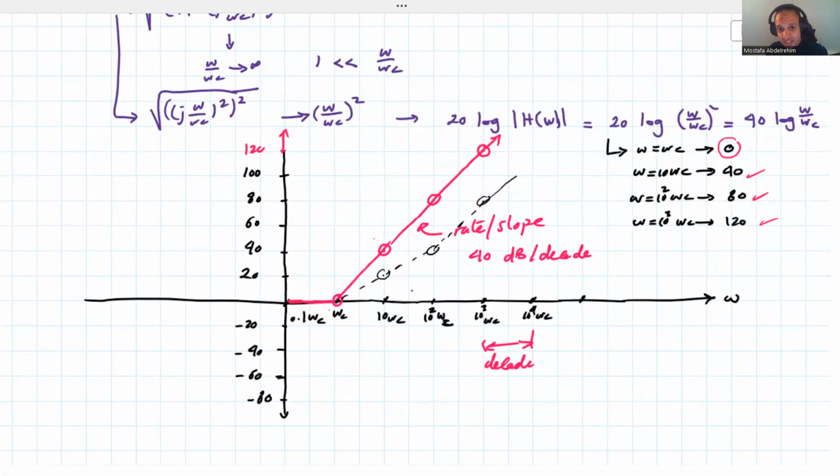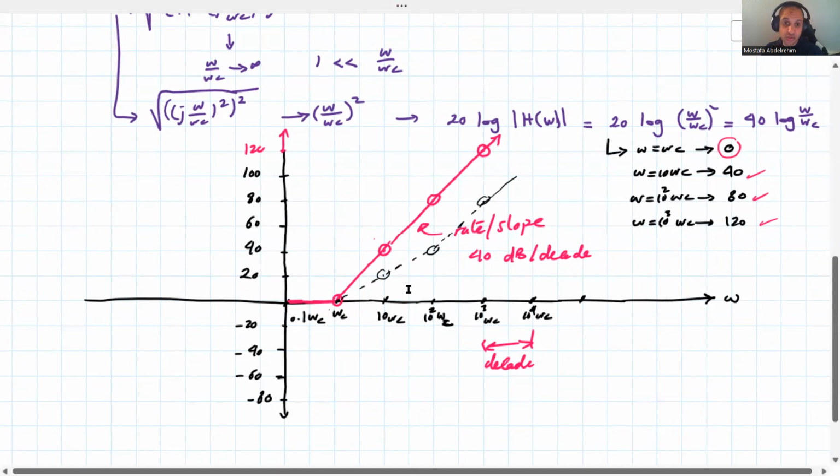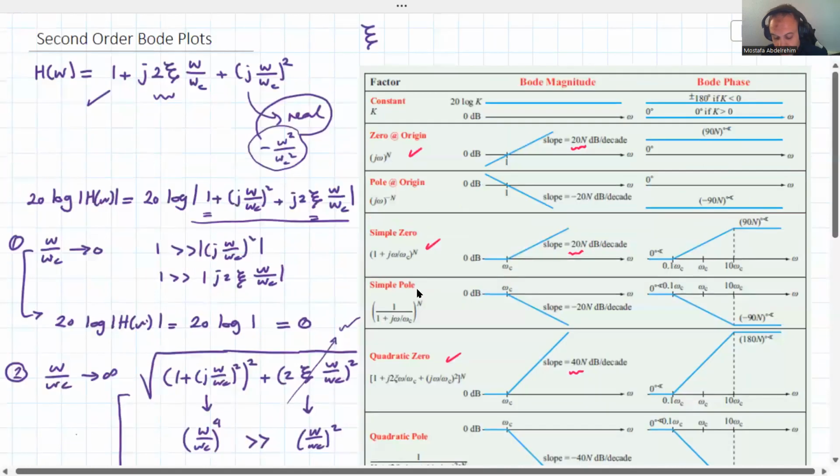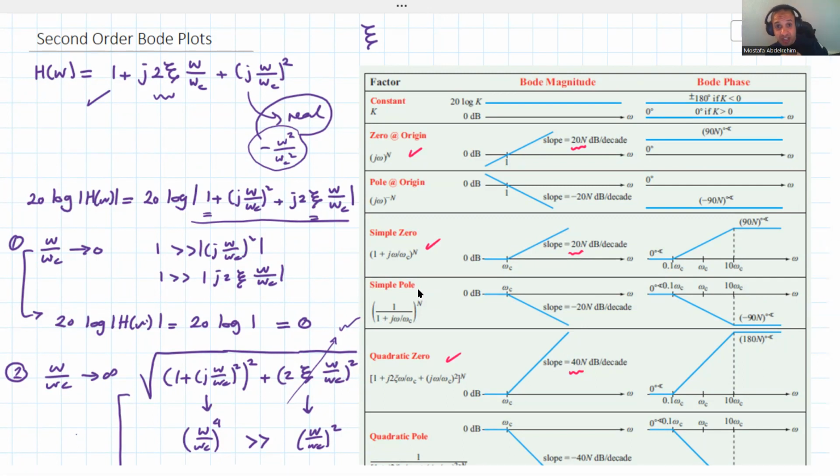So which is steeper, the 40 or the 20? Of course, as you see here, the 40. You have more slope here. That's basically why we use this quadratic, or second order, H of omega. It is important because if you want to play with the rate of increase or the rate of decrease, you have to adopt this one, because it increases your rate. That's basically the second order in its simplest form.